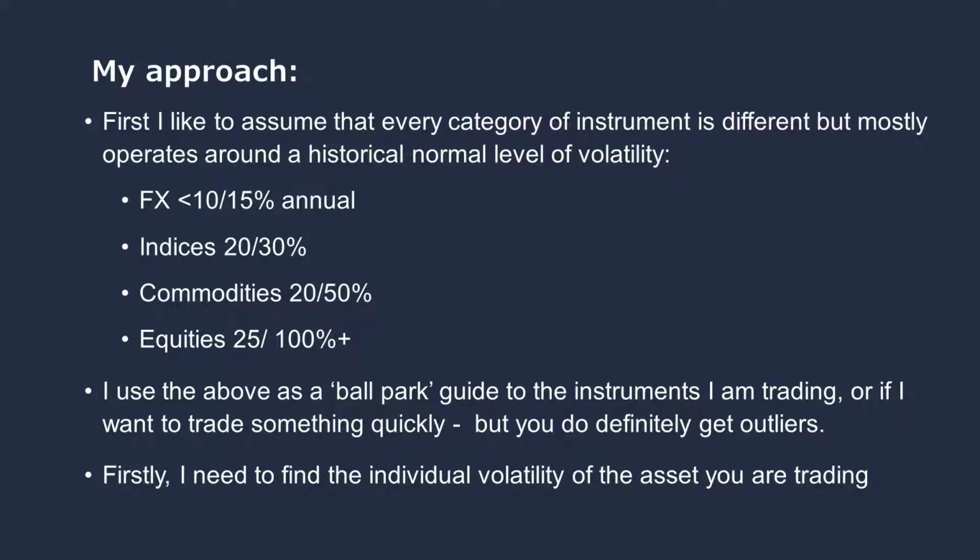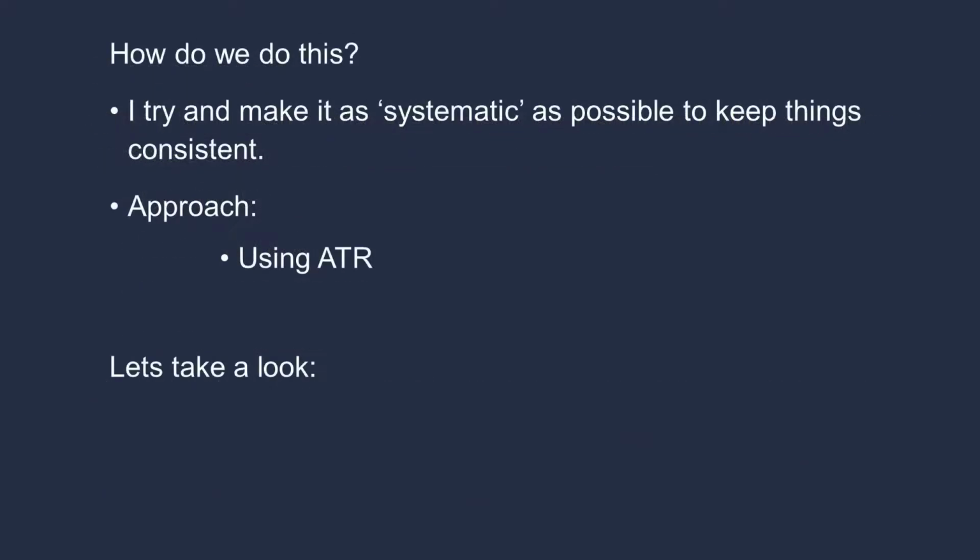Firstly, I like to assume that all categories of instruments that I'm looking at have some sort of annual volatility band around them. For example, FX normally moves between 10 and 15% annually, and as you can see, progressing through indices and commodities up to equities, which are probably the most volatile, between 25 and 100%. So I use that as a ballpark guide to the instruments I'm going to trade as a starting point. But as we've seen, we need to find out what the actual volatility is, and you could use historical volatility, or as we've seen, we're going to use average true range.